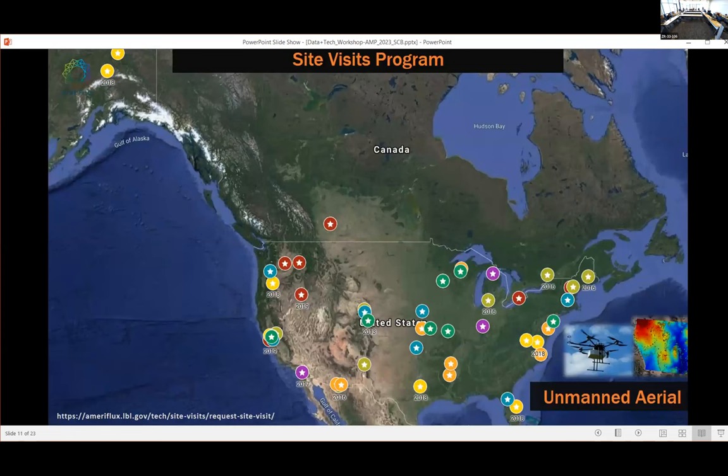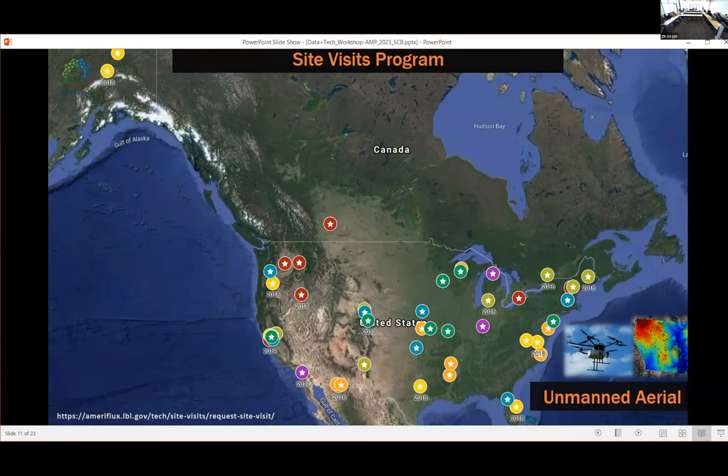So one of the core programs, as I said, this is a map that I didn't update, but it gives you the idea of the program that was established in 96. When we took over management of the network in 2012, we started to do in-person site visits, meaning we were going to visit the sites to evaluate instrumentation and processing.